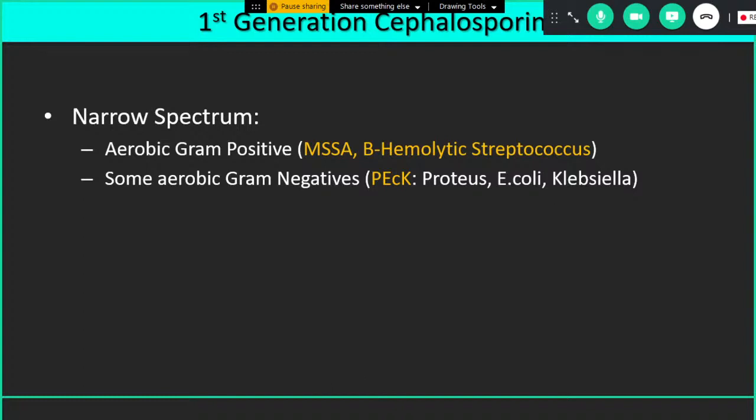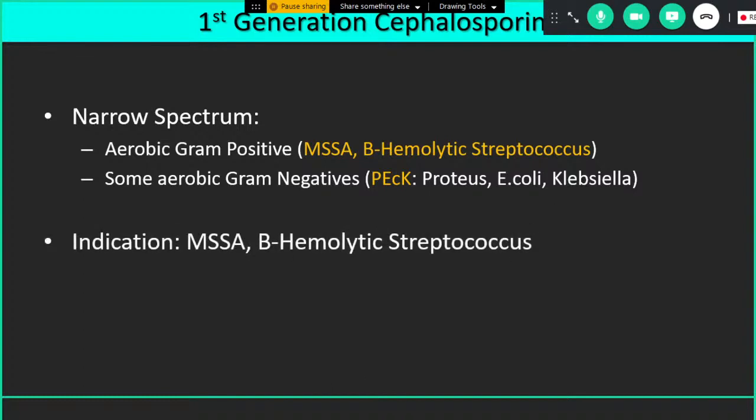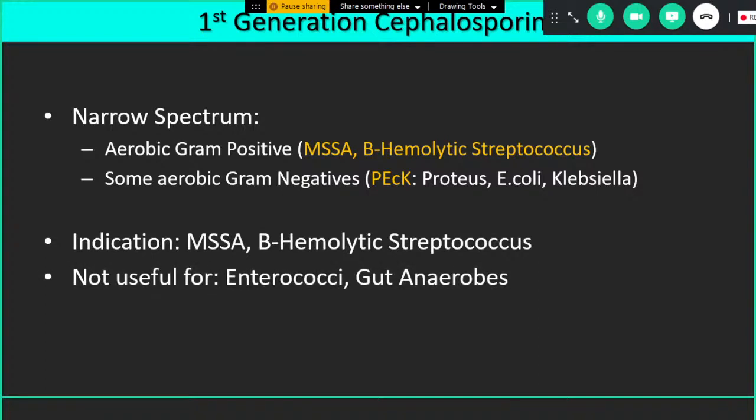And secondly, they also have some activity against aerobic gram negatives like Proteus, E. coli, Klebsiella. These are called PEC. Most of the cephalosporins have some activity against this PEC group, that is Proteus, E. coli, and Klebsiella group. But they do not have any activity against the enterococci or gut anaerobes.